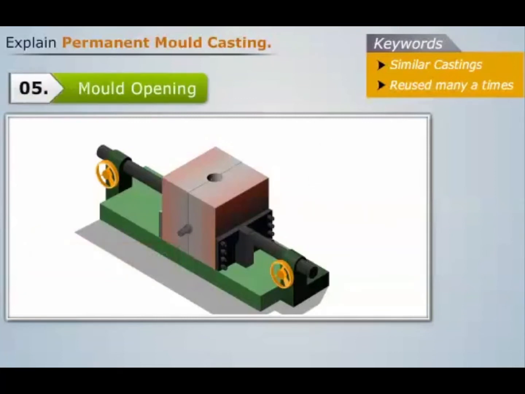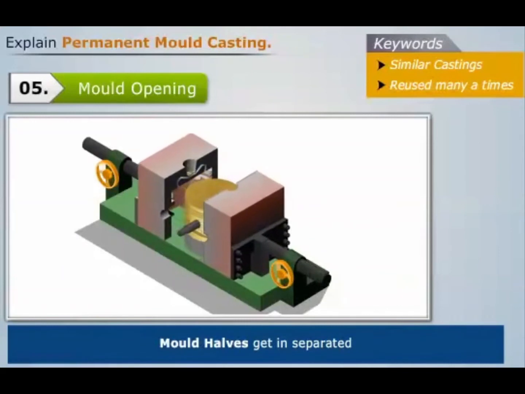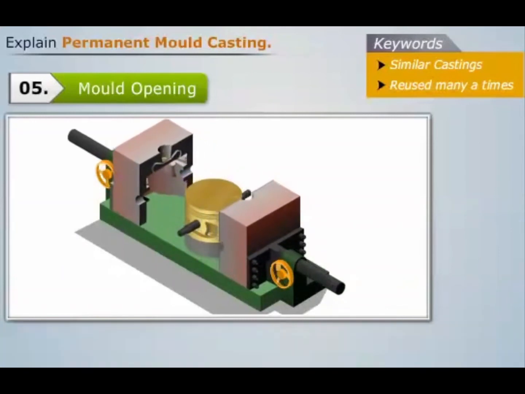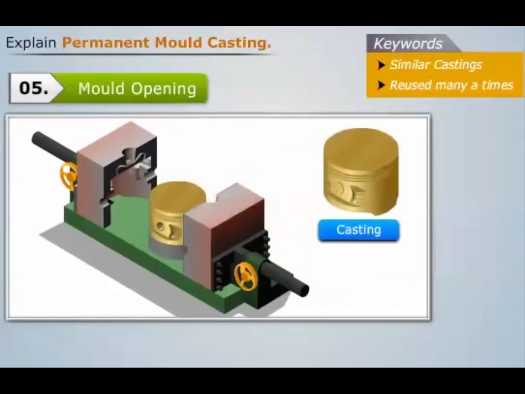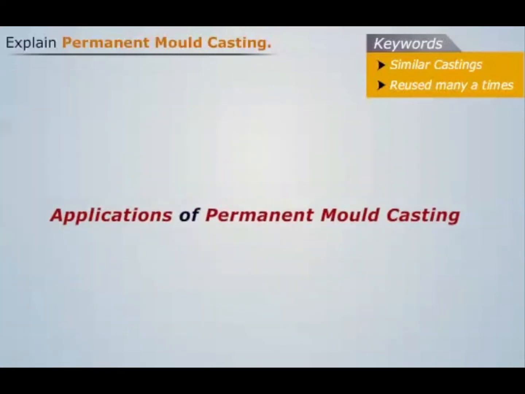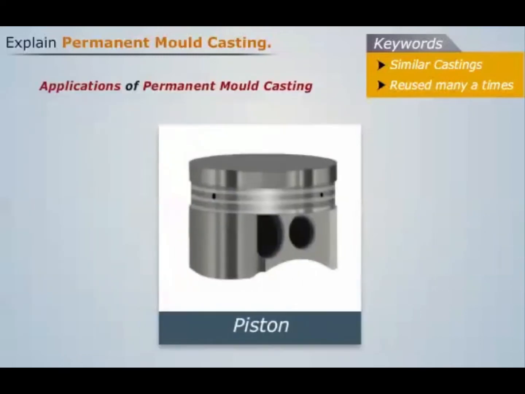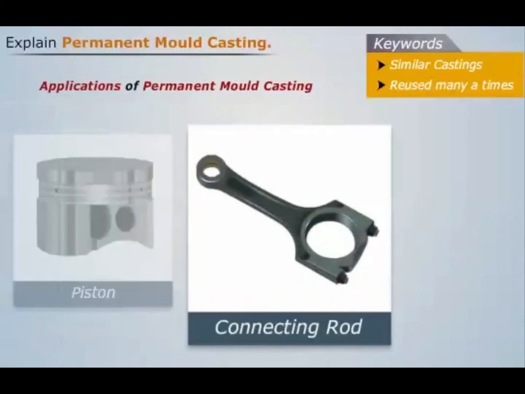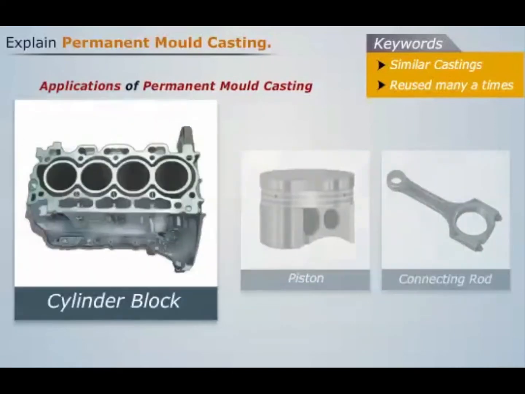Finally, we move to the mold opening step, where both the mold halves are separated and core pins are removed. And thus the casting is taken out. Permanent mold casting is used in bulk production of mechanical components like pistons, connecting rods, and cylinder blocks.